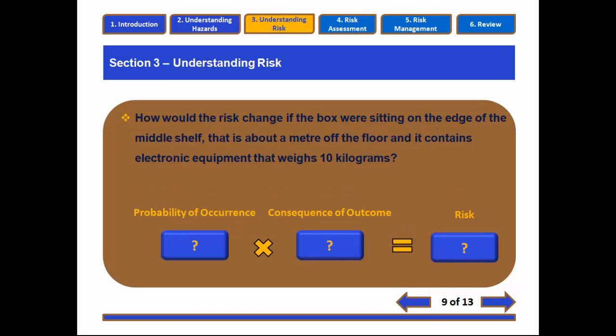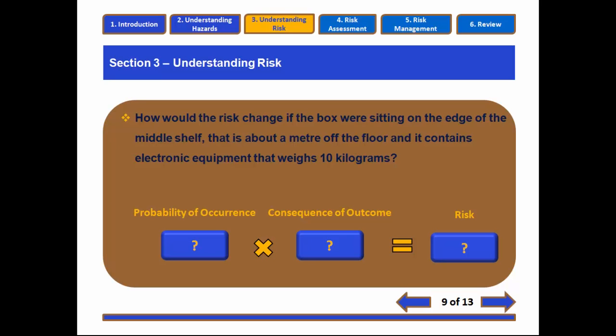Now, what if we change things up a bit? Let's say this box is on a middle shelf, say about 1 meter off the ground, and it has 10 kilograms worth of electrical equipment in it. Let's work through this again. What's the probability that this box will fall off the shelf? Well, I think we can say it's a higher probability, since it's further from the ground. And how about the consequence?